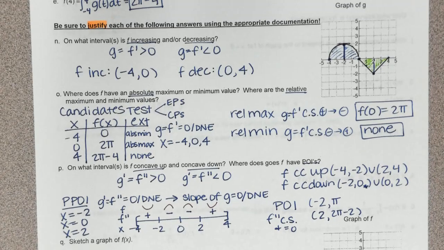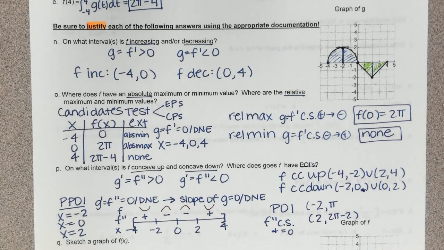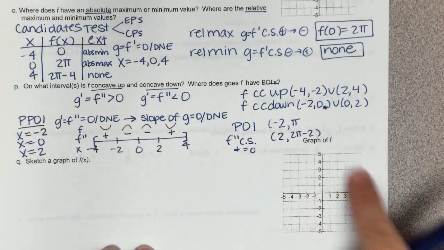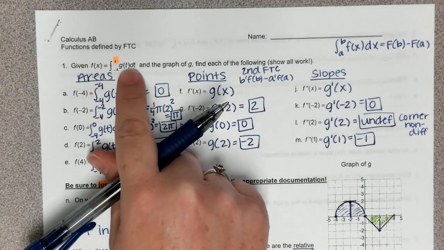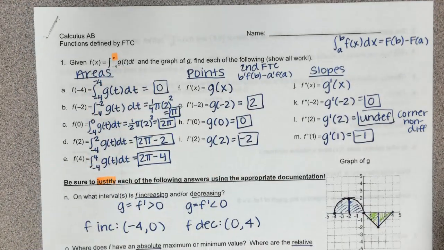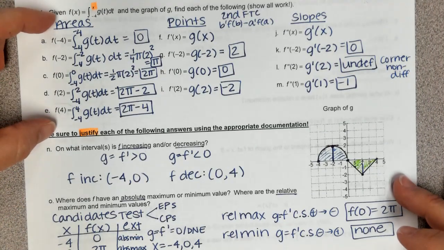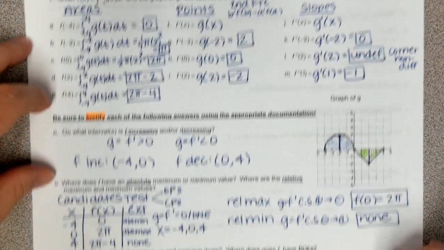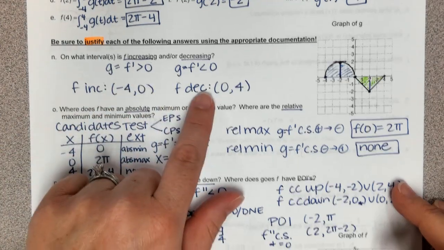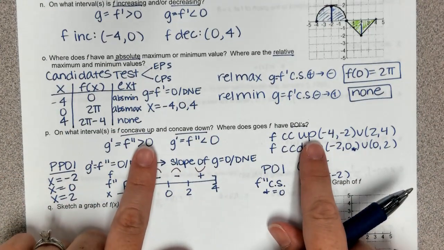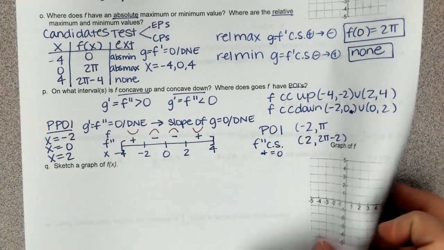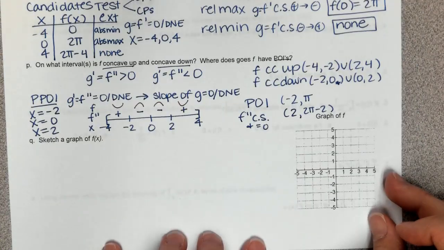Okay, why did we do all that? We did all that so that we could graph the function f. This is a graph of g. f equals the integral of g from -4 to x. And so we now have some points that we can plot. We know where f is increasing and decreasing. We know what the extrema are for f, and the concavity and points of inflection. So we're going to put that all together and graph f down here.